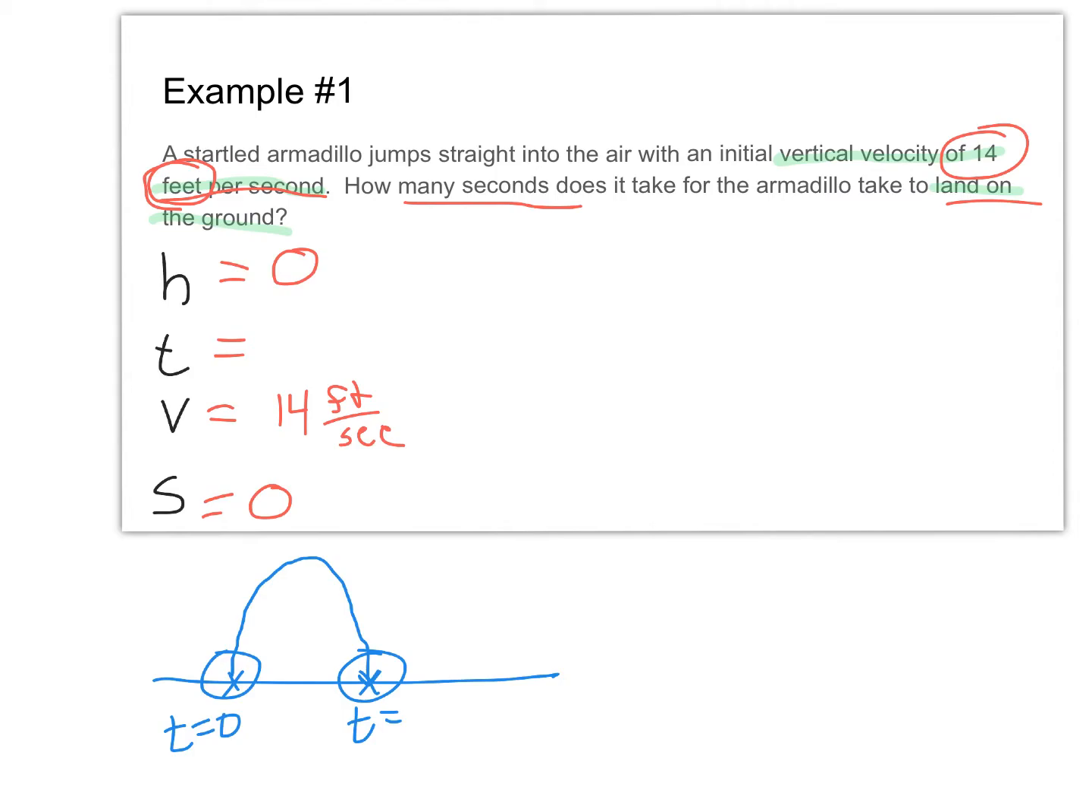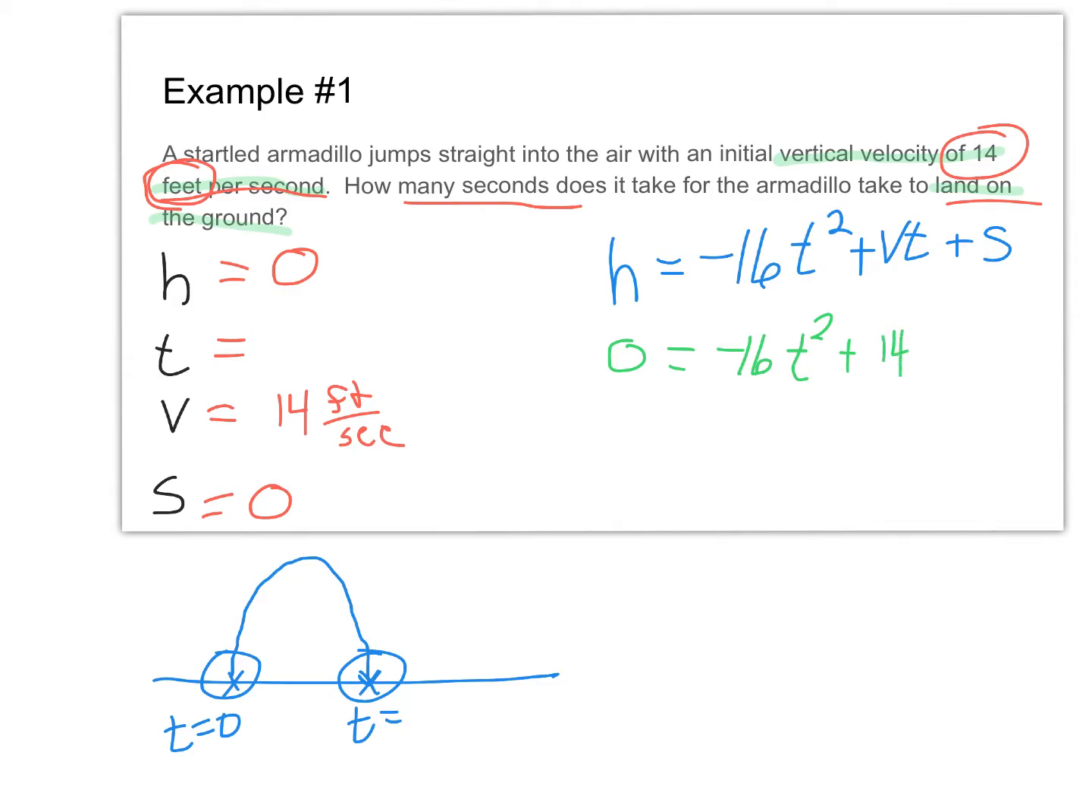So let's set up our equation. H equaling, now since I'm using feet, it's negative 16 T squared plus VT plus S. All right, so let's substitute what we know. H is zero, equaling negative 16. Time I don't know, so that's T squared. Plus, vertical velocity is 14 feet per second, so 14. And time, again, I don't know, so it's T. And the S, starting height, is going to be plus zero.